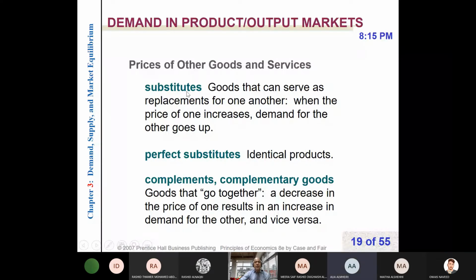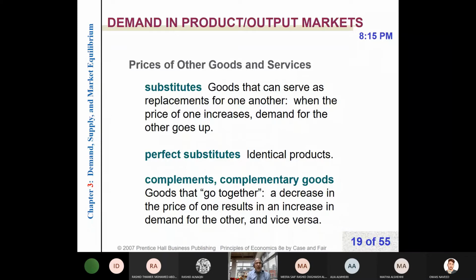Could you read substitutes? Yes, goods that can serve as replacements for one another. When the price of one increases, demand for the other goes up. Okay, so do you know, Salim likes to drink a cup of tea or coffee. So tea and coffee are substitutes. They are equal to me.